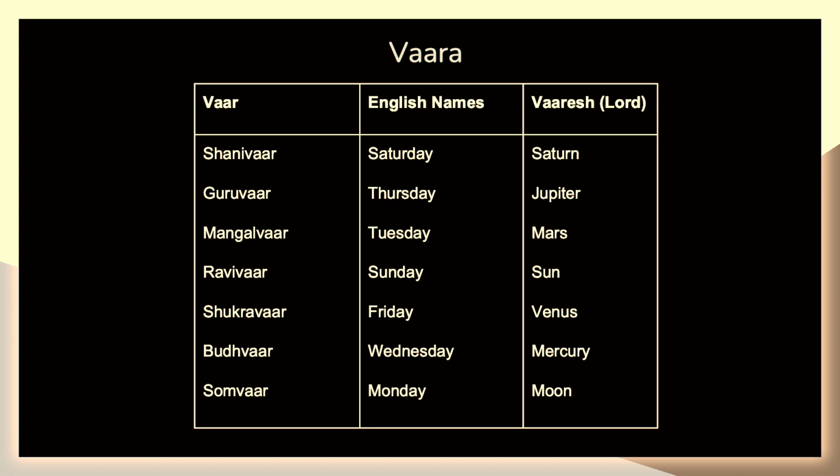However, in Hindu lunar months, the week starts with Ravi Vara. That means Sunday, and it goes on from there. So from Ravivar to Shanivar, we call it one week. Some of the weekdays are considered good. For example, Monday, Wednesday, Thursday and Friday are generally considered good.